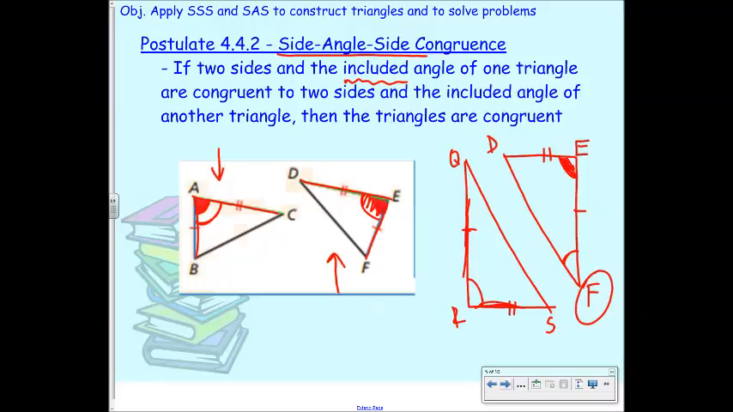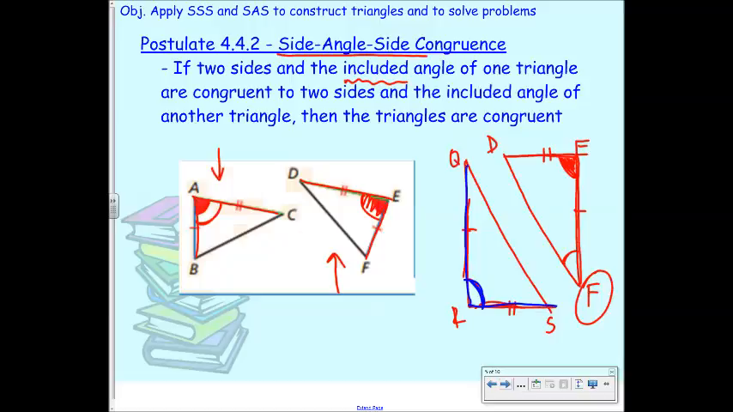All right, so side, angle, side: to use this postulate, you need 2 sides and an angle, but the angle has to be in between the 2 sides. So when you go to draw those 2 sides, you should be drawing that angle. So when I went to draw this side, QR and RS, that's the angle that I'm drawing right here. That's the included angle.